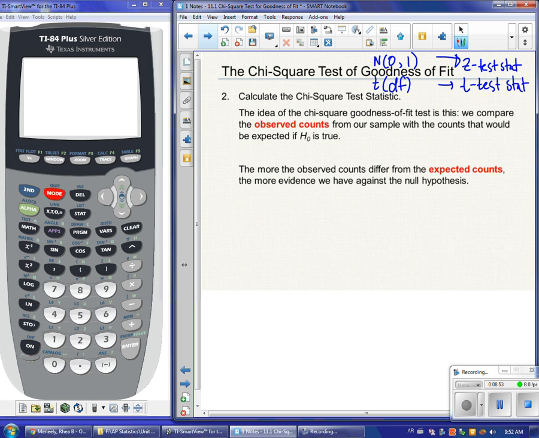The one thing I do want to emphasize is that we're looking at counts, not proportions. So if you think about when we've done the tests of significance on the calculator for proportions, how you're always entering in an x value instead of p hat, we're always looking at the counts, the observed counts versus what we would expect. Okay?